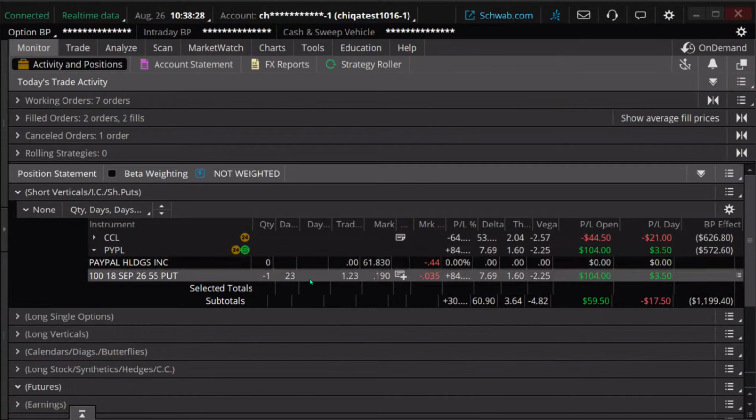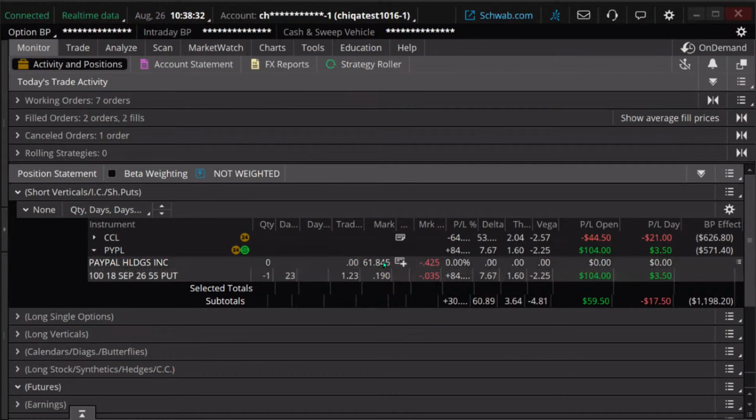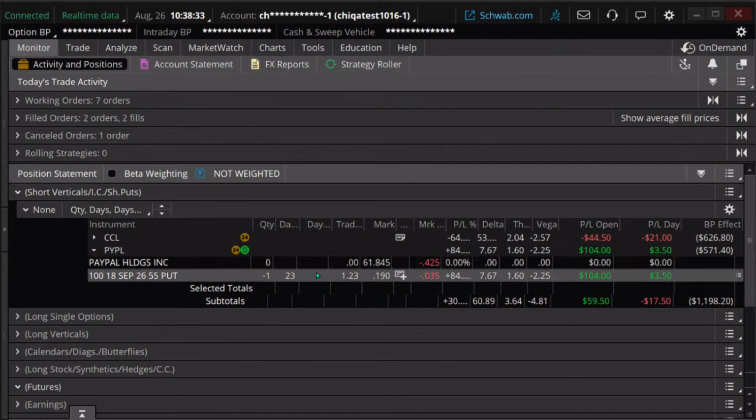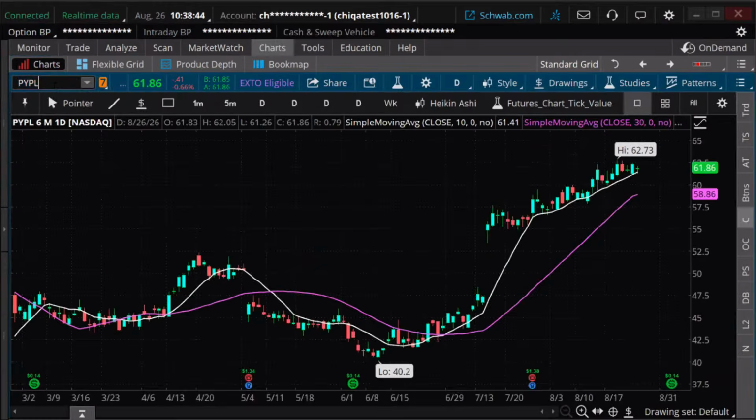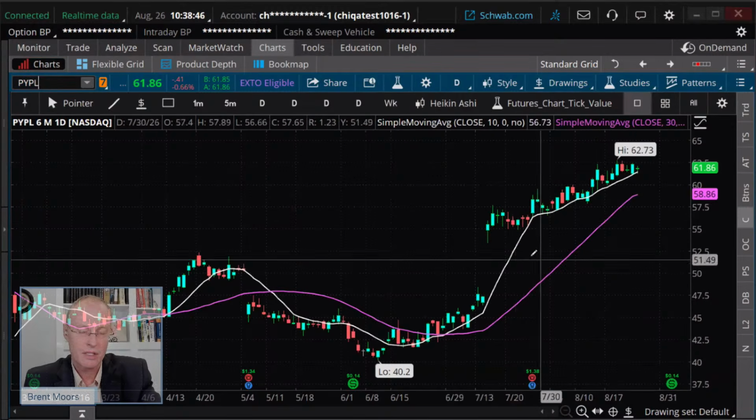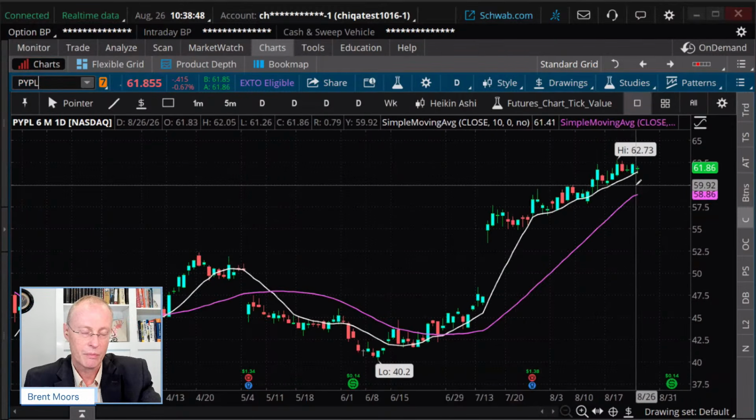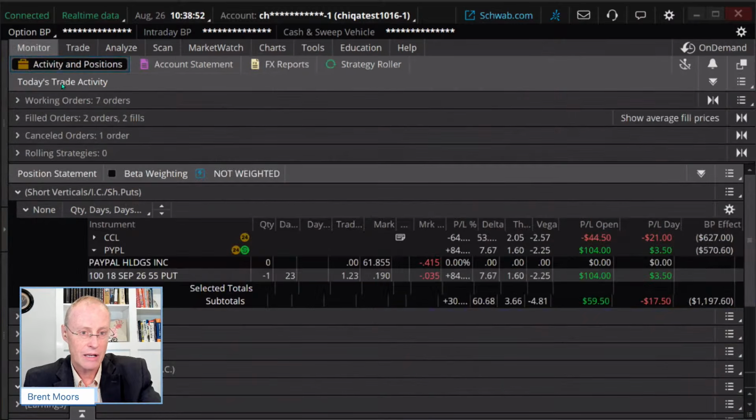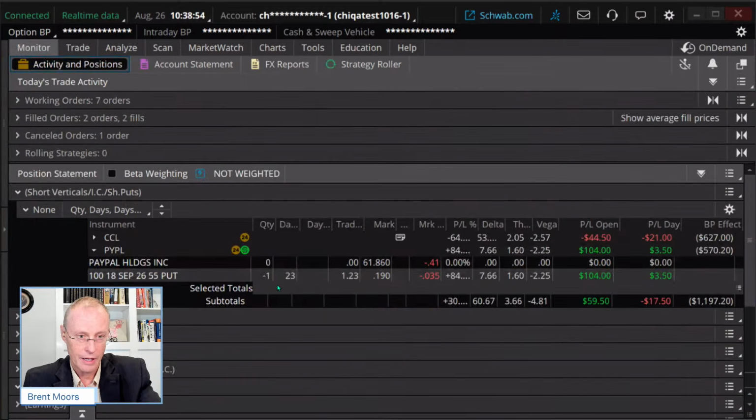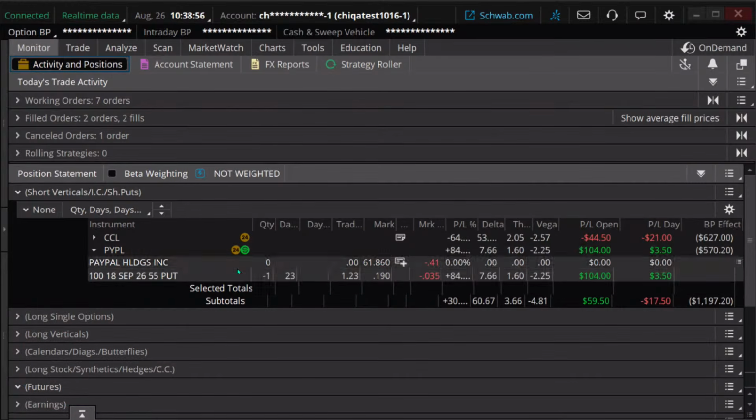Furthermore, what we can do is say, look, if things are going bad on us, we're going to decide, are we still bullish or not? If we're still bullish on PYPL, even if we're losing some money, we may stick with it. In this case, we're actually not in the hole on this. Things are going pretty well.